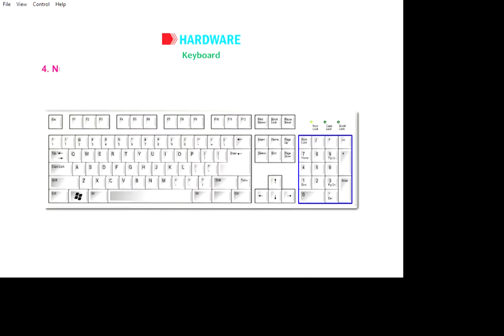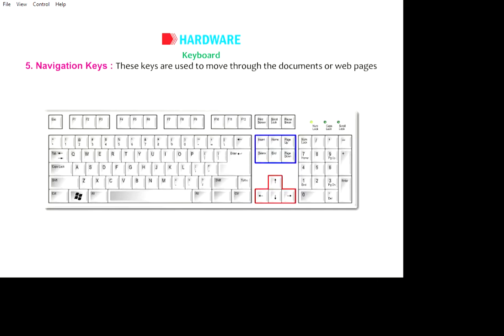Number 4. Numeric keypad. The numeric keypad consists of number keys from 0 to 9, the arithmetic operators, and the decimal point, similar to the keys of a calculator. It is placed on the right side of the keyboard and is used for entering numbers at a fast speed. Number 5. Navigation keys. These keys are used to move through the documents or web pages and editing the text.